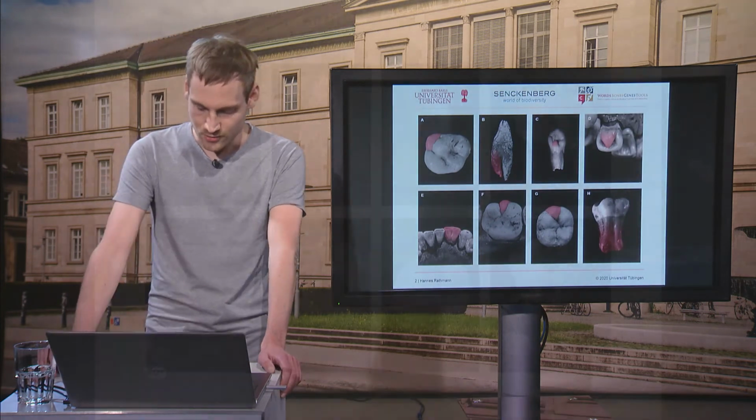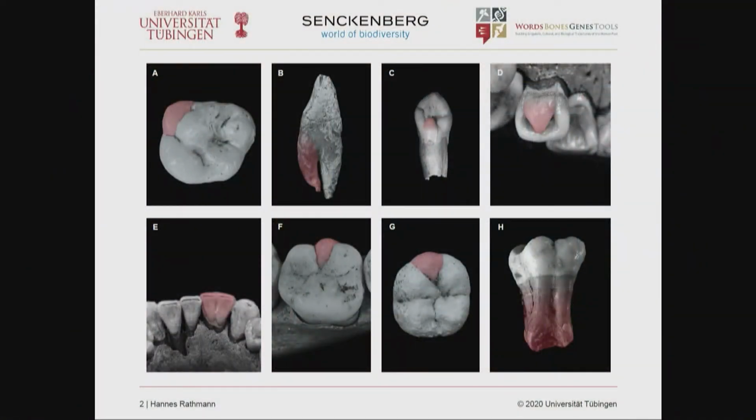On this slide, you can see some examples of dental morphological traits that are commonly used for reconstructing genetic relationships. Examples of dental traits include the number of cusps and roots, the relative size of cusps, or the pattern of ridges and grooves on tooth crowns. Dental traits like these are highly heritable and they occur at different frequencies across populations.